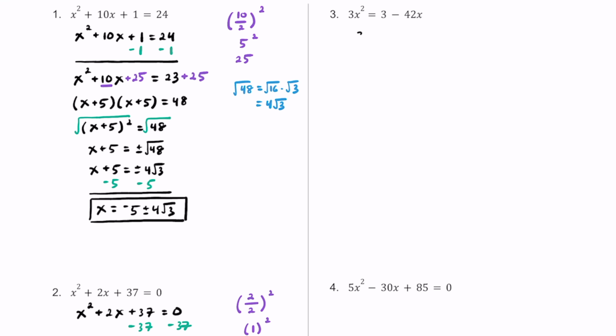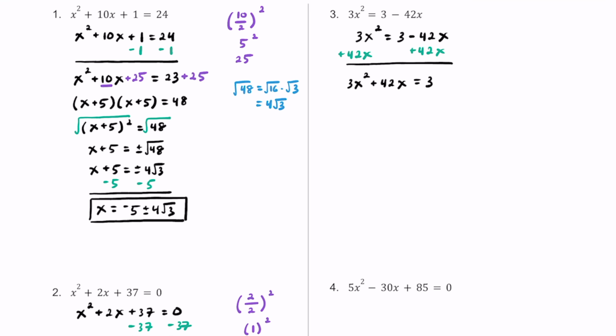For number 3, we have this equation of 3x squared is equal to 3 minus 42x. Now again, we want all of our x terms on the same side and just our constant alone. So let's go ahead and add 42x to both sides of this equation. So we have the x terms all on the left side, and then we can leave that 3 alone on the right side. So once we add 42x to both sides, we're going to get 3x squared plus 42x on the left side of the equation, and then we're going to have this equal to 3 on the right side of the equation.